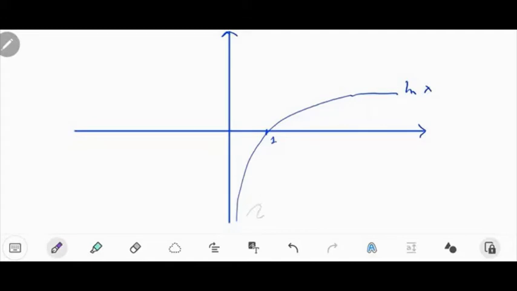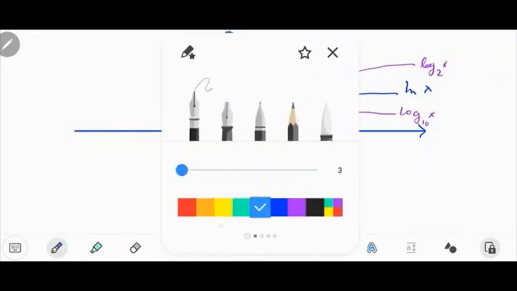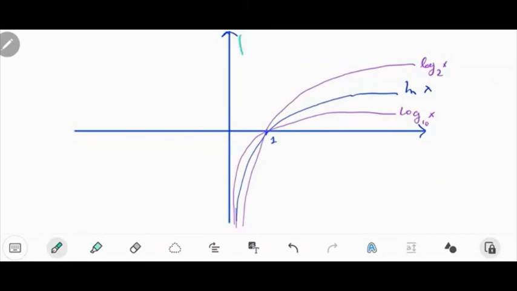which means that if this function is ln of x, then if you take the logarithm base, let's say 10, it will be something like this. So this is the logarithm base 10 of x, for example. And if you take the base as being less than e, it will be something like this. So this is the logarithm base, let's say 2 of x. But if you take the base being between 0 and 1, then you will have something like this. So this is, let's say, for example, the logarithm base 0.5 of x.